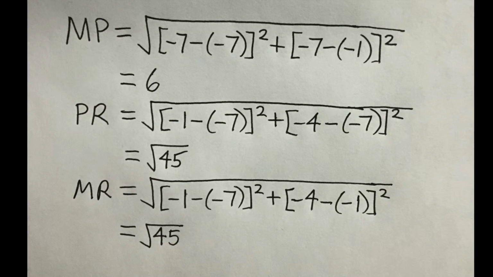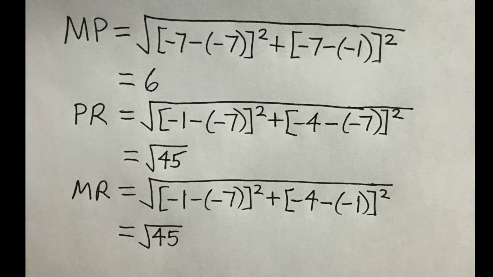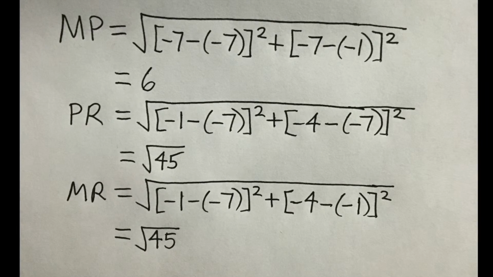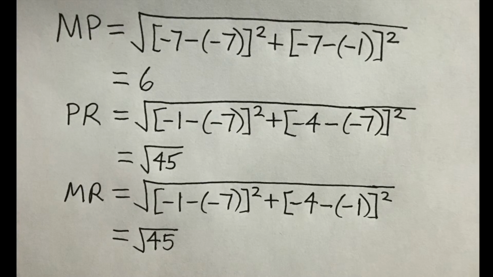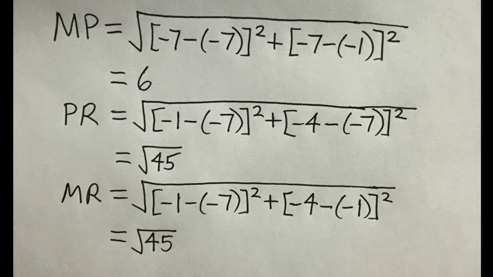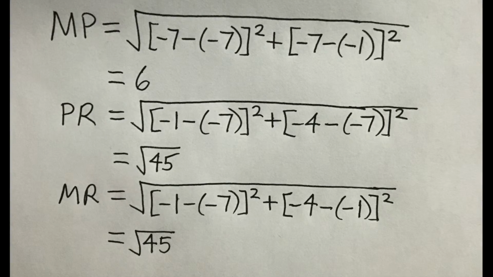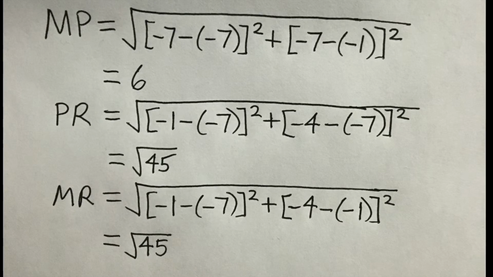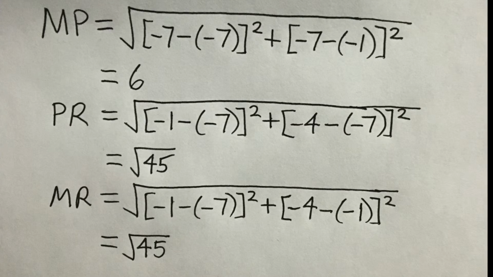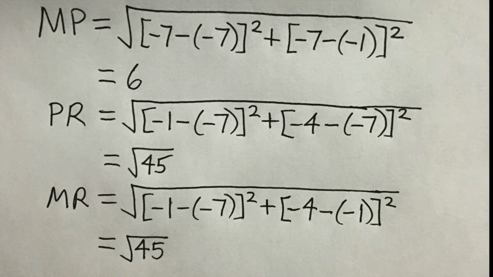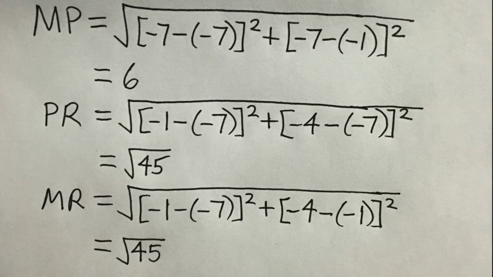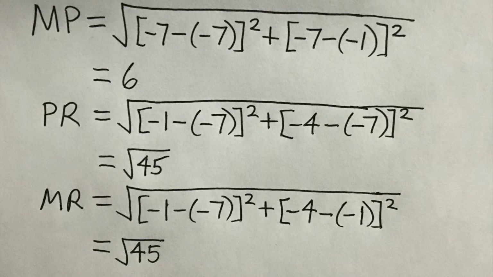We're going to find the distance of the sides of triangle MPR first. MP equals the square root of (negative 7 minus negative 7) squared plus (negative 7 minus negative 1) squared, which equals 6. PR equals the square root of (negative 1 minus negative 7) squared plus (negative 4 minus negative 7) squared, which equals the square root of 45. MR equals the square root of (negative 1 minus negative 7) squared plus (negative 4 minus negative 1) squared, which equals the square root of 45.